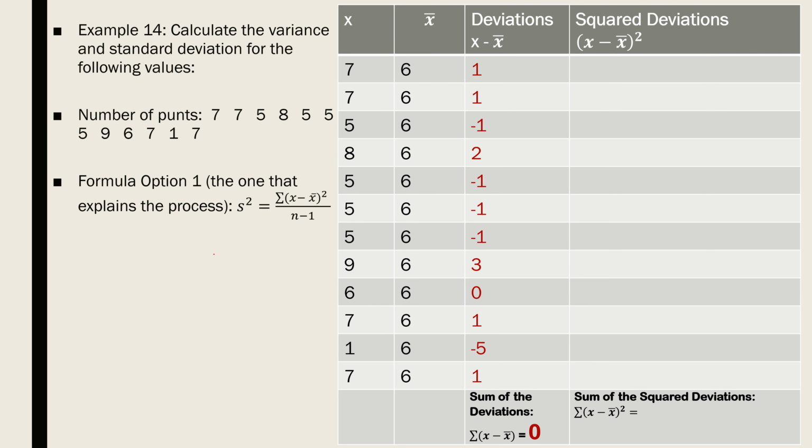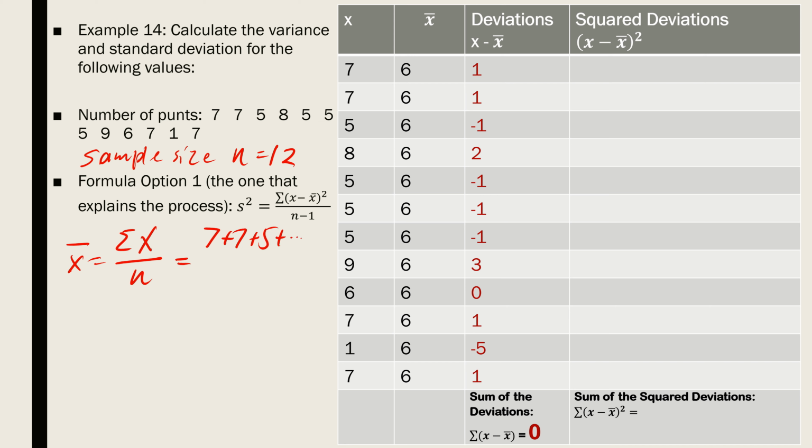In this example, we are going to calculate the variance and the standard deviation for the following values. The sample size is 12. Recall that the sample mean is calculated as the summation of all data we have, divided by the sample size. The sample mean is 6. You can verify this by yourself.